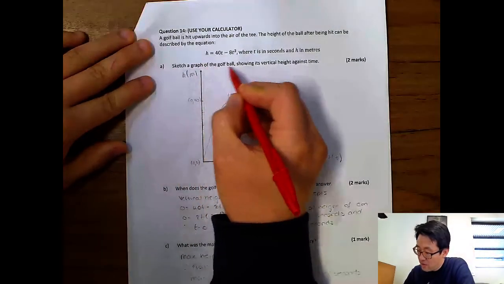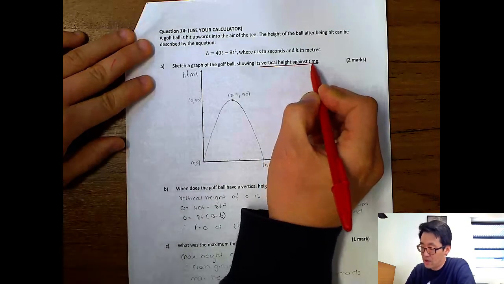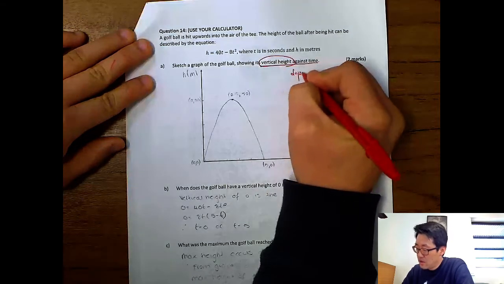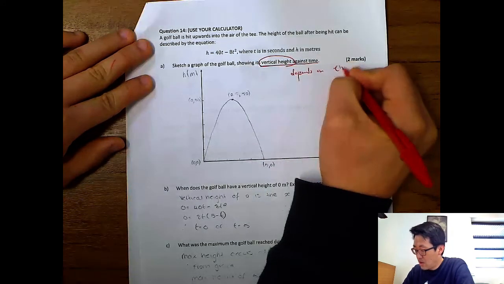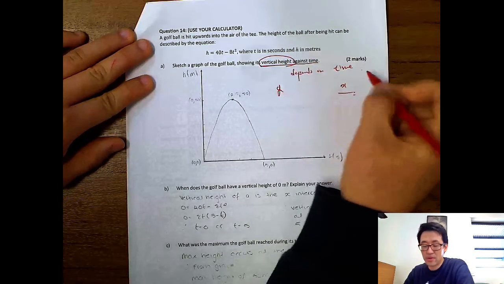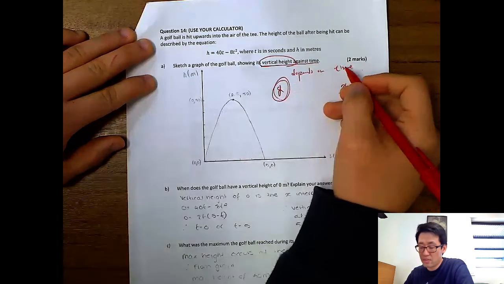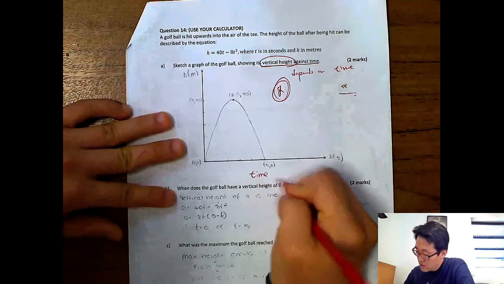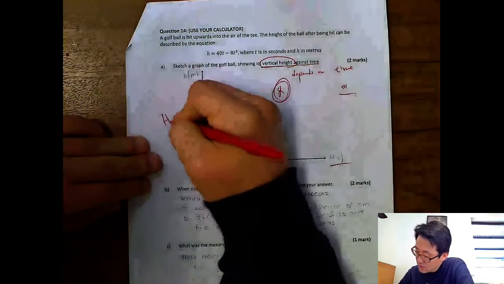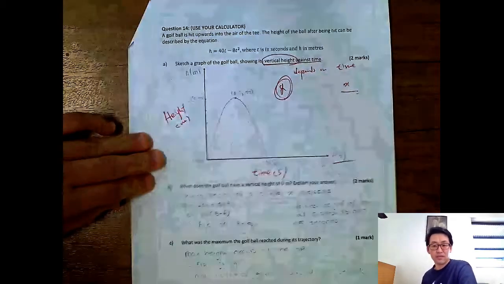Sketch a graph of the golf ball showing the vertical height against time. Okay, the height depends on time. Y depends on X. Y always depends on something, and X becomes the independent factor. Time, seconds, done that. Height, meters. I can write that down here.